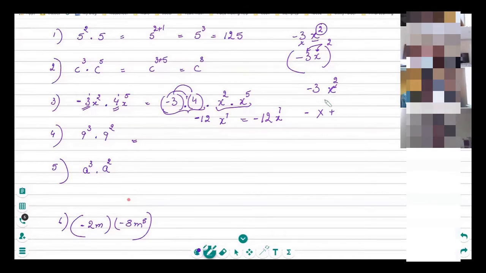Now, Rikshvit, you tell me. What should be the next one? For number 4? Yes. Alright, so 9 to the power 3 times 9 to the power 2 will equal 9 to the power 3 plus 2, which will equal 9 to the power 5. Both of you getting the same answer? Yes. 9 to the power 5. Did you do the same thing? Yeah. Okay. Sanjay, this one.